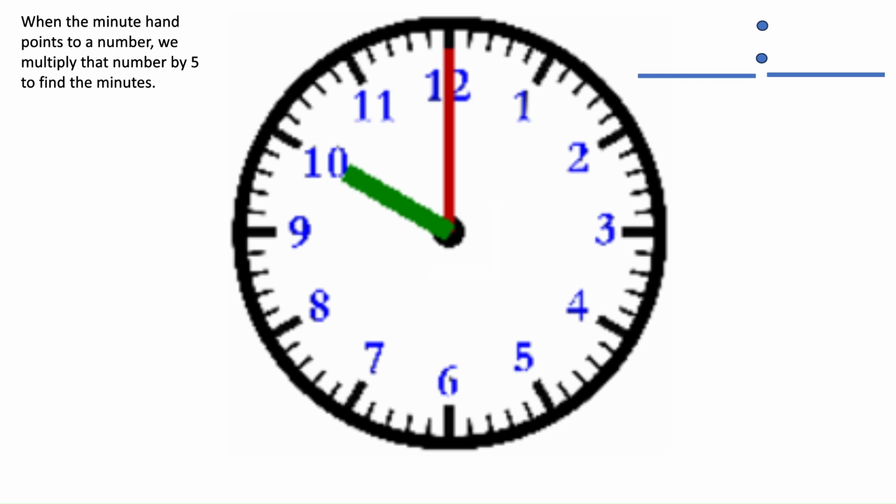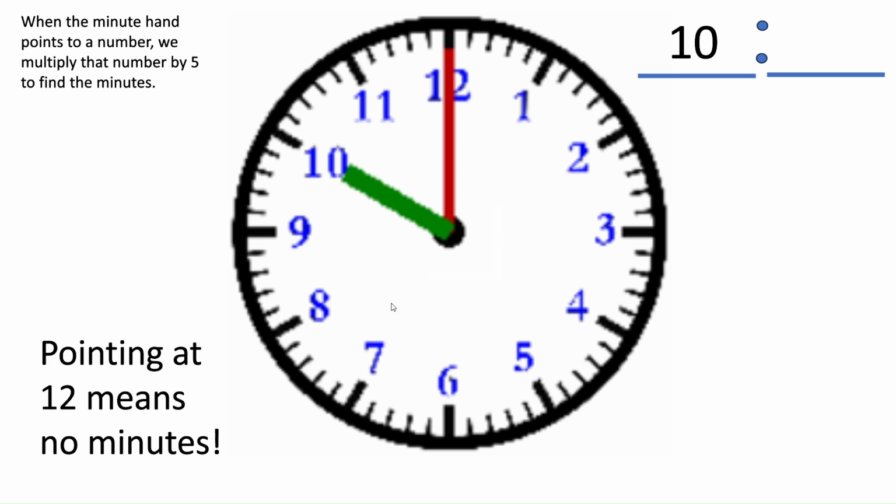So as you can see on this clock, first of all we can find the hour by seeing the hour hand is pointing at 10. However, when we want to find the minutes, since it's pointing at 12, what are we going to do? We can't follow the minute rule. Well, if it points at 12, that means that there are no minutes because it's moved to a new hour.